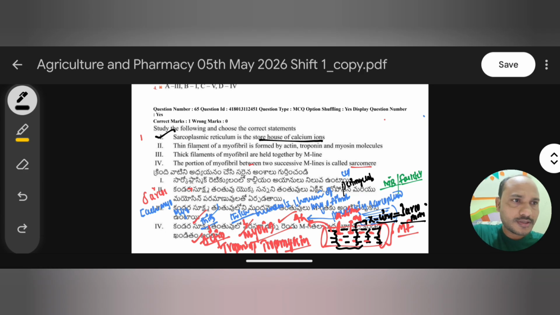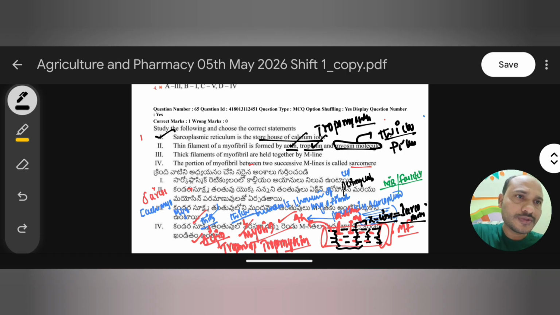Next: the thin filament of myofibril is formed by actin, troponin, myosin molecules. But here, myosin is a molecule that forms the thick filament. The question asks only about the thin filament, formed by actin, troponin and tropomyosin, but here myosin is given, which forms the thick filament. So this statement is wrong.